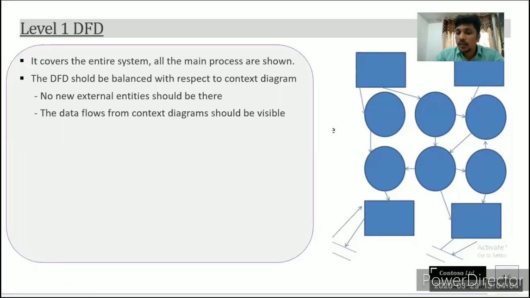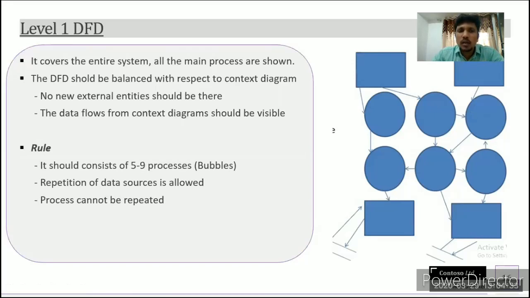We can see that the registration process covers the entire system, and all the main processes are shown. The data flow should be balanced with respect to the context diagram. No new external entities should be there. The data flows from the context diagram should be visible, properly labeled, and correctly presented for better understanding.